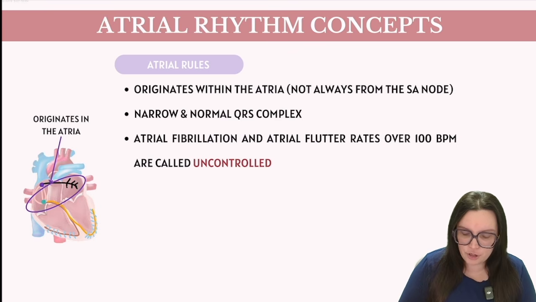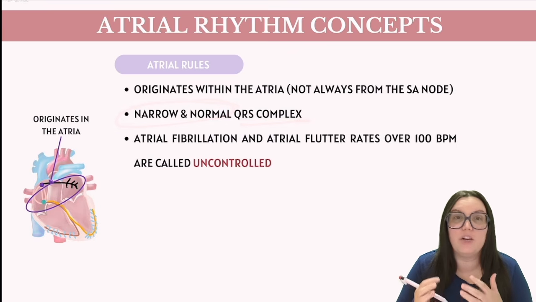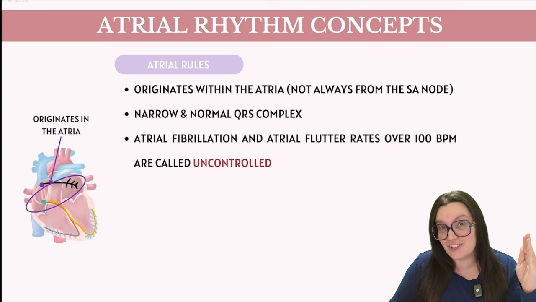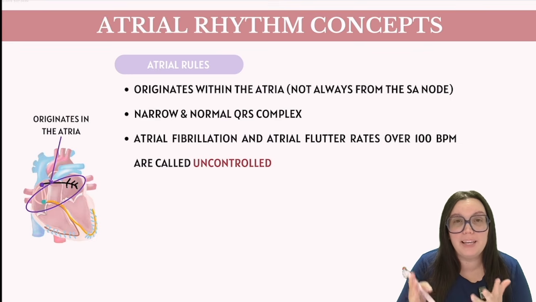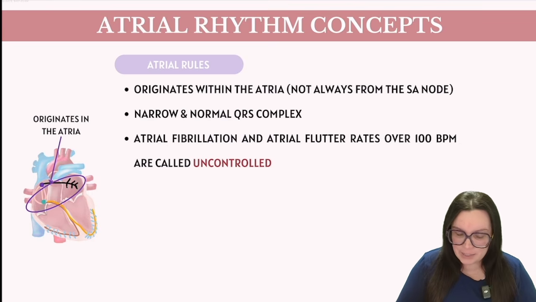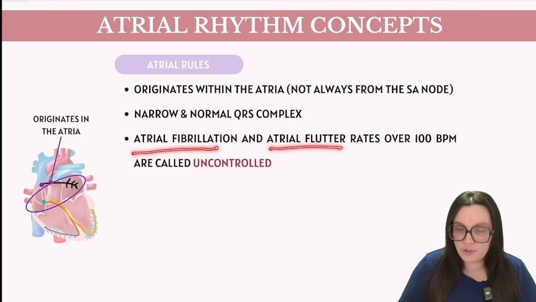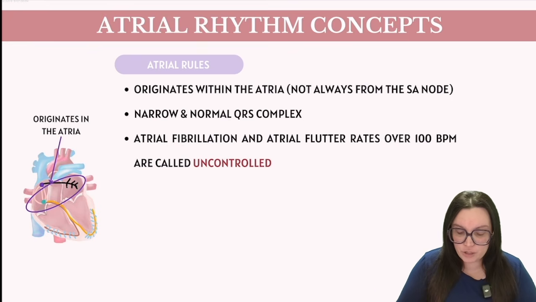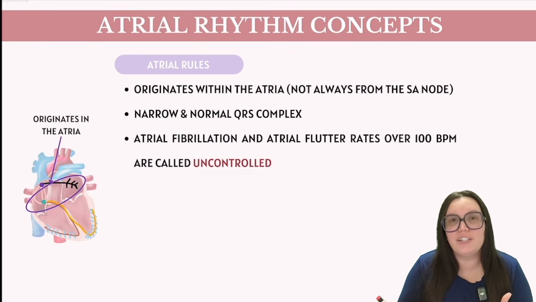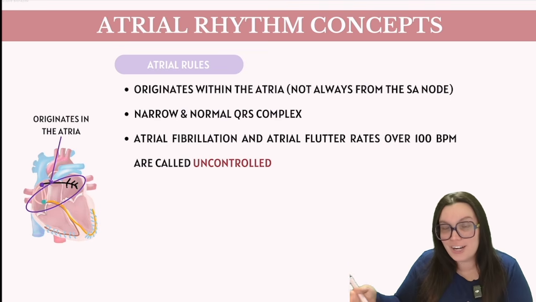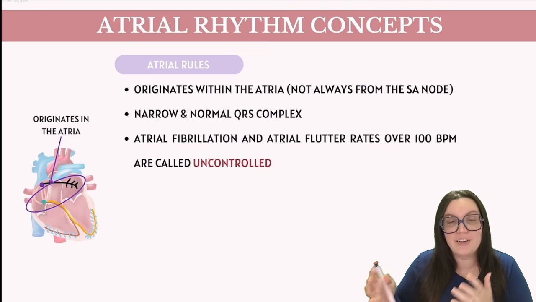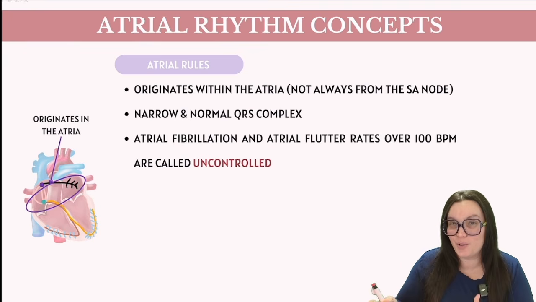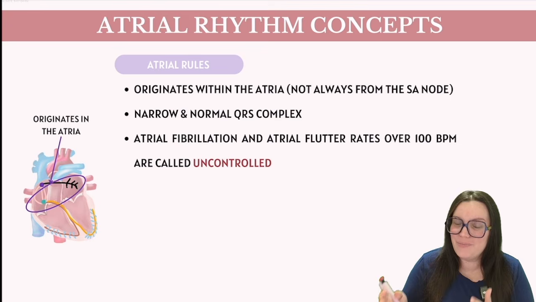What's also key is that our QRS complex is going to be narrow and normal. Anytime we have a rhythm that's coming at the junction or above the junction, the QRS complex should be narrow and normal. And lastly, with atrial fibrillation and atrial flutter, anytime we see rates greater than 100 beats per minute, that means we're going to call it uncontrolled. There's no such thing as atrial fibrillation tachycardia or atrial flutter tachycardia. No, we actually call it uncontrolled. So we're going to talk about the differences between controlled and uncontrolled when it comes to AFib and aflutter.